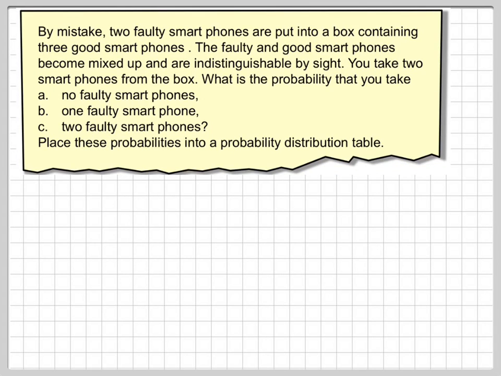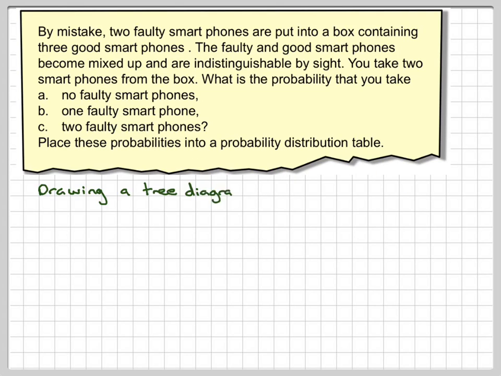In this video, we're going to look at the idea of a probability distribution table. By mistake, two faulty smartphones are put into a box containing three good smartphones. The faulty and the good smartphones become mixed up and are indistinguishable by sight. You take two smartphones from the box. What is the probability that you take A, no faulty smartphones, B, one faulty smartphone, C, two faulty smartphones? Place these probabilities into a probability distribution table.